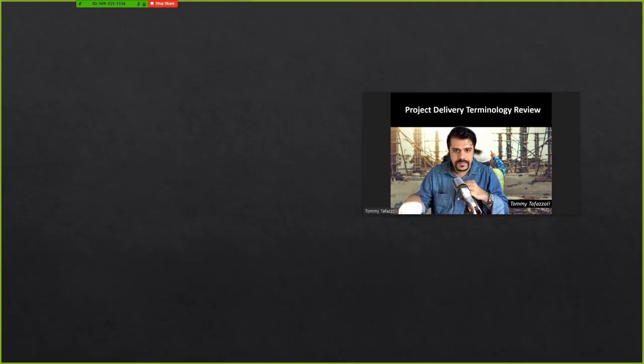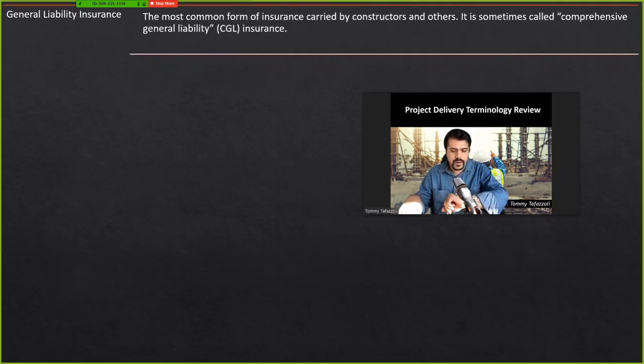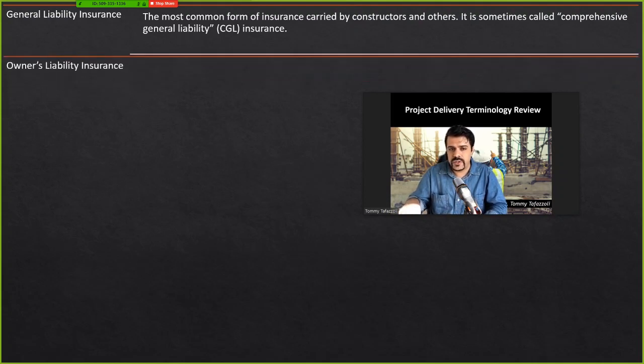So let's have a quick review of the insurances that we have discussed. The general liability insurance is the most common form of insurance, which is carried by the constructor. It could also be called comprehensive general liability, or CGL. So remember, CGL is general liability insurance.